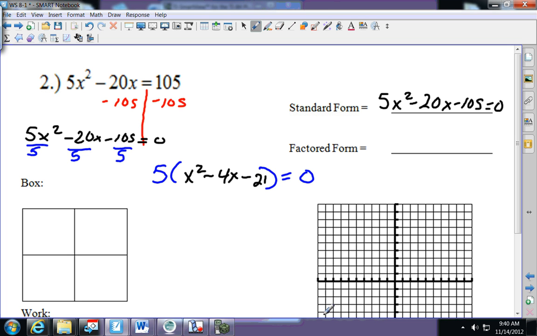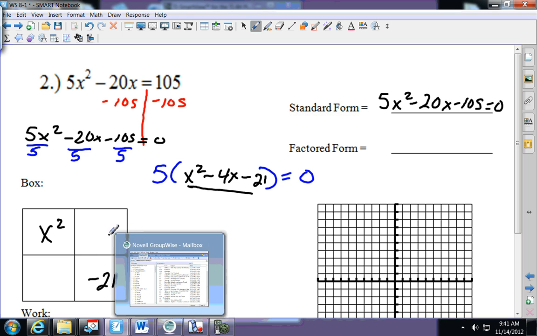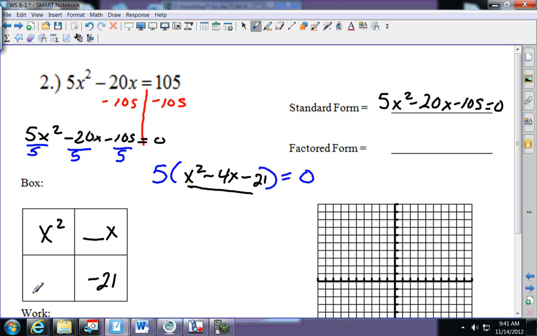Okay. So now we've got to put this that's in the black right there into the box. Top left-hand corner goes x squared. Bottom right-hand, negative 21. These two corners up here, something x, something x. We've got to figure that out. Remember, a is the number in front of x squared. A is 1. B is the number in front of x, negative 4. C is the number by itself, negative 21.